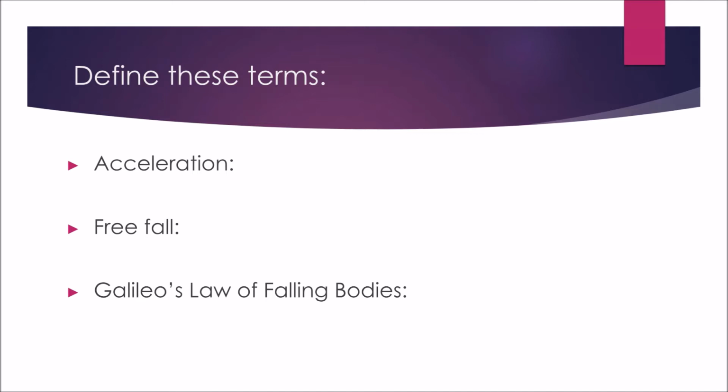And lastly, Galileo's law of falling bodies. We talked about this in the very first lecture, but Galileo's law of falling bodies is that everything falls with a constant acceleration near the surface of the Earth. The velocity of the object falling towards the ground varies with the square of time, meaning that it accelerates.